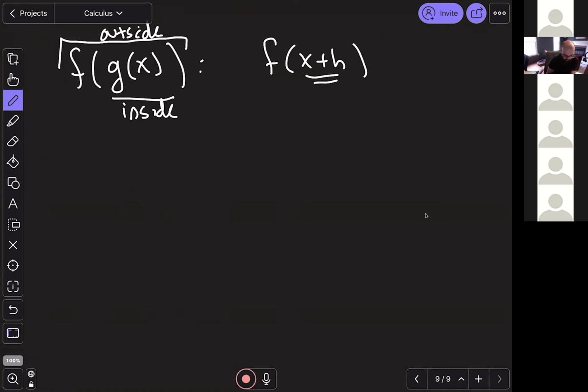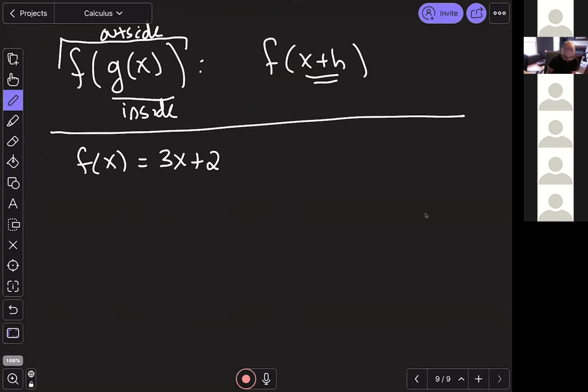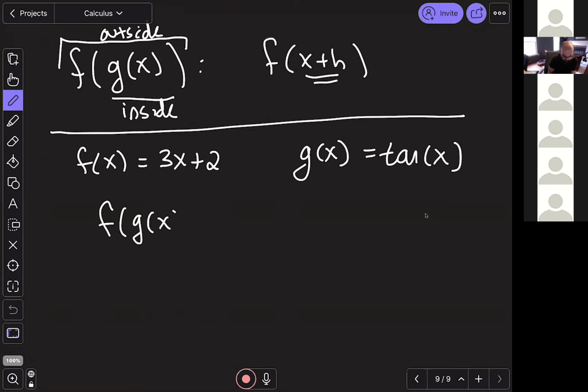Okay, so to give you an example of what function composition is, to reflect on this, let's take two functions. Let's let f of x be equal to 3x plus 2, and let's let g of x be equal to tan or tangent. And we could ask questions like this one. We could say, hey, what is f of g of x? And so what we're saying here is we're going to take g of x and we're going to plug it in to f of x.